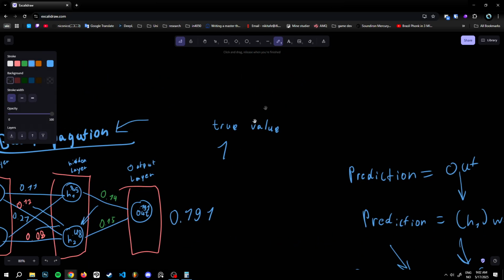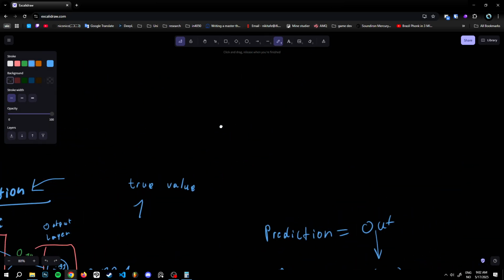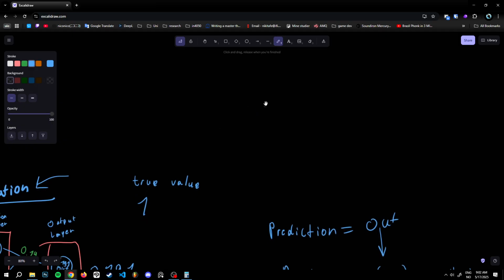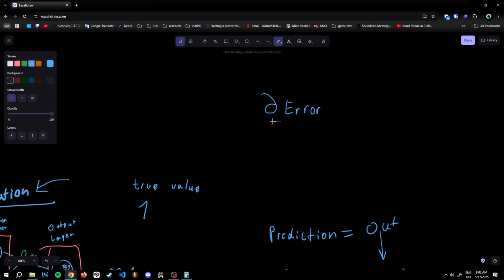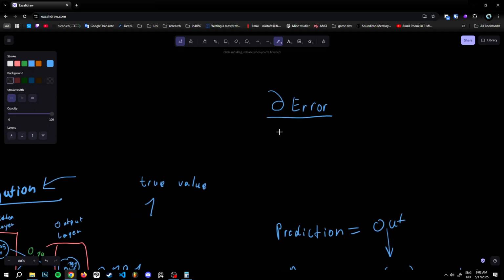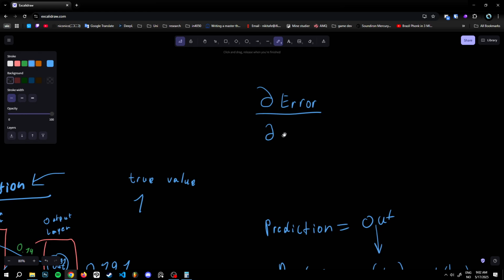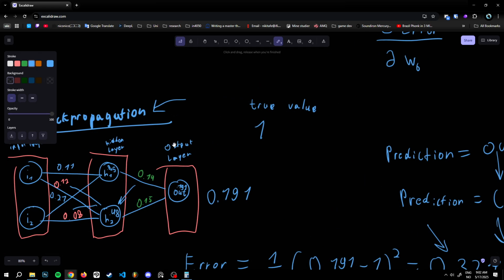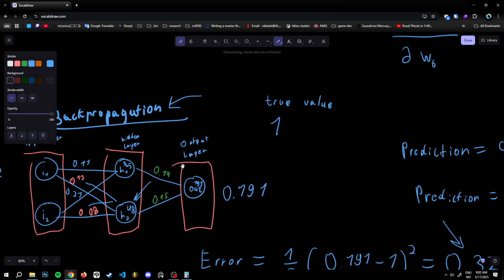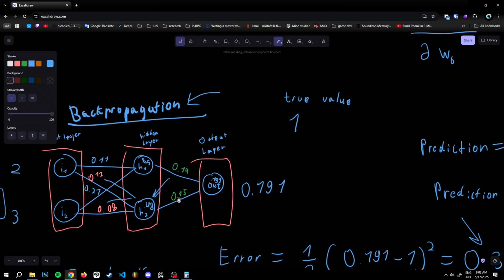to the error, we will use something called the chain rule, right? And that is the change. My deltas are really bad, I'm sorry, guys. The change in error given the change in weight 6, say this is weight 6.